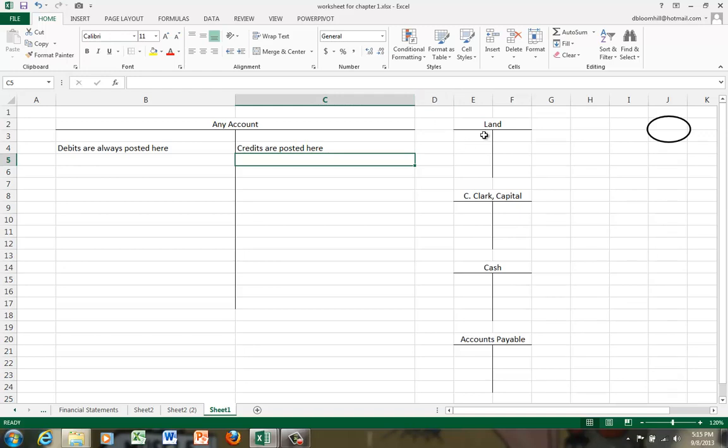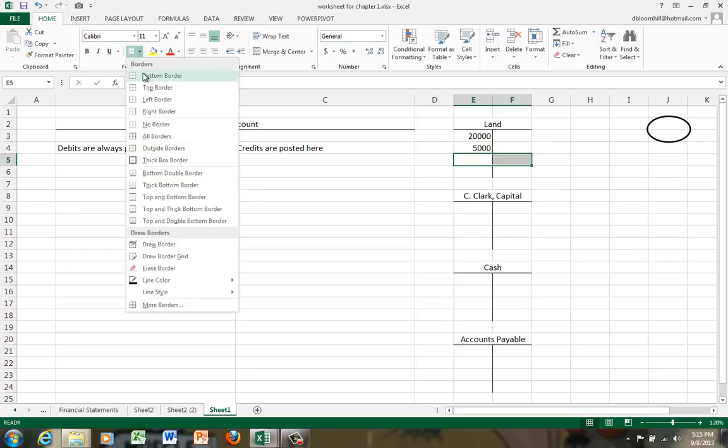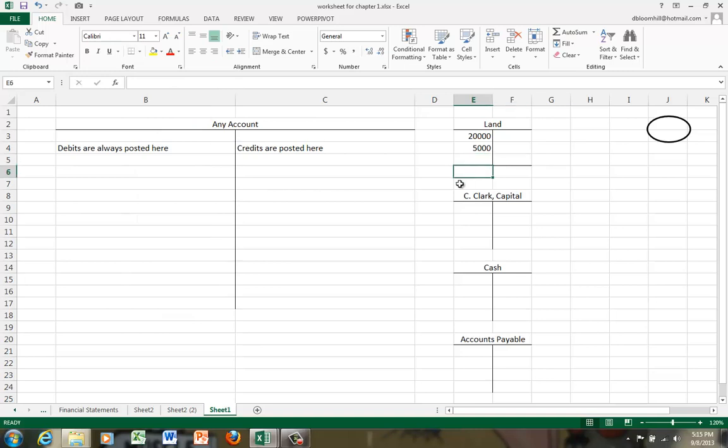So if we see two entries on one side, so for example, let's say we purchased 20,000 of land, and then we purchase another 5,000 of land. Well, what's going to happen is, together, we're going to have 25,000 of land. So notice they're both on the debit side. So both being on the debit side, they're going to add together, and a debit plus a debit is going to result in a debit balance.